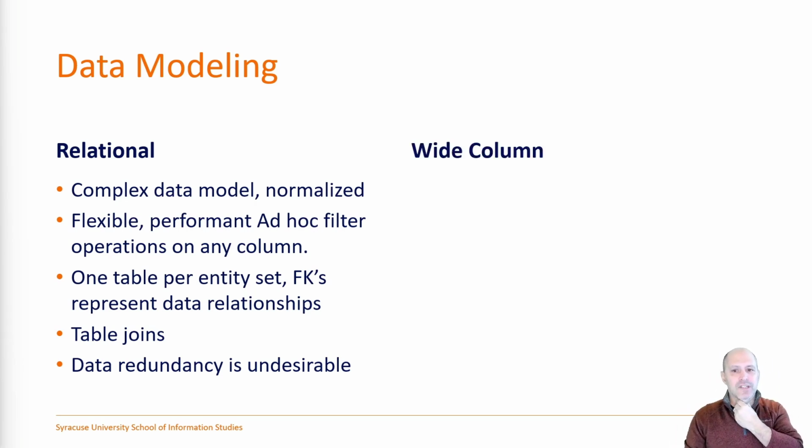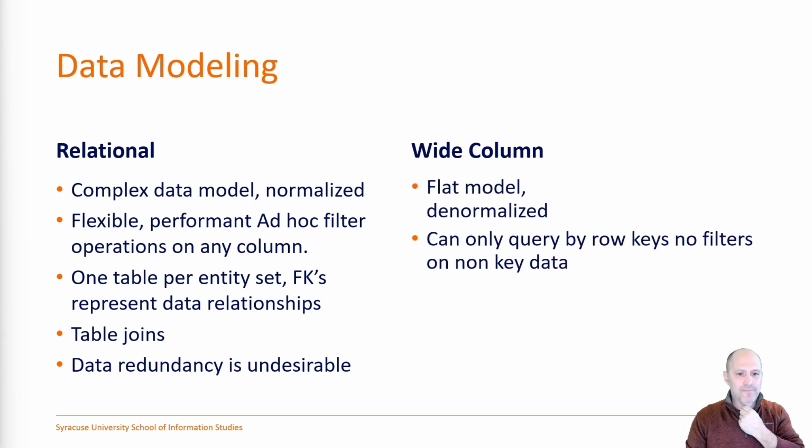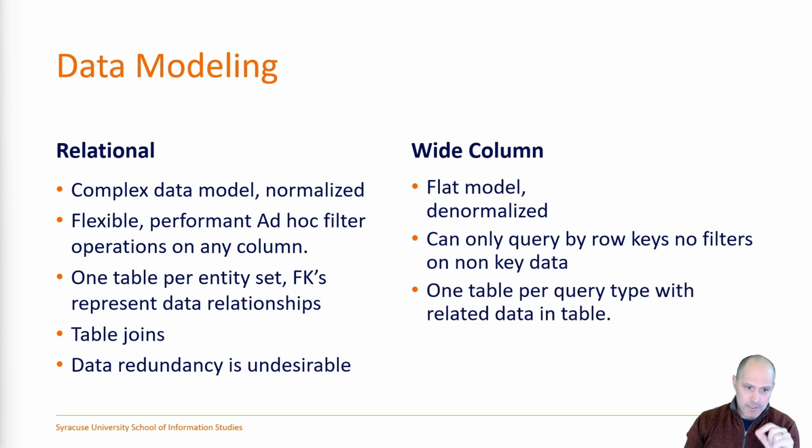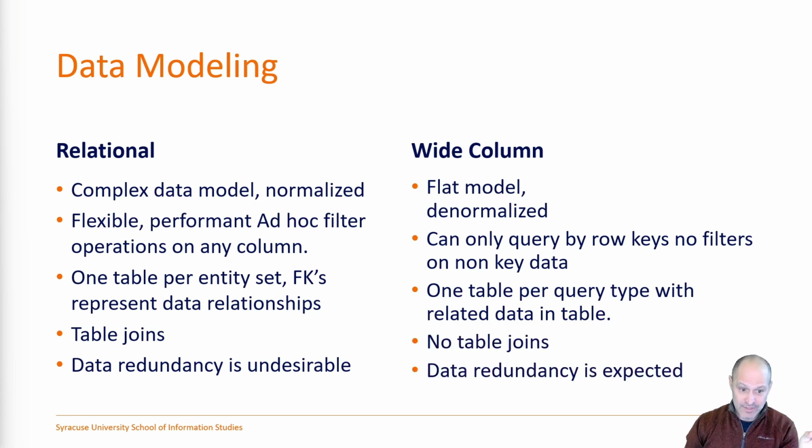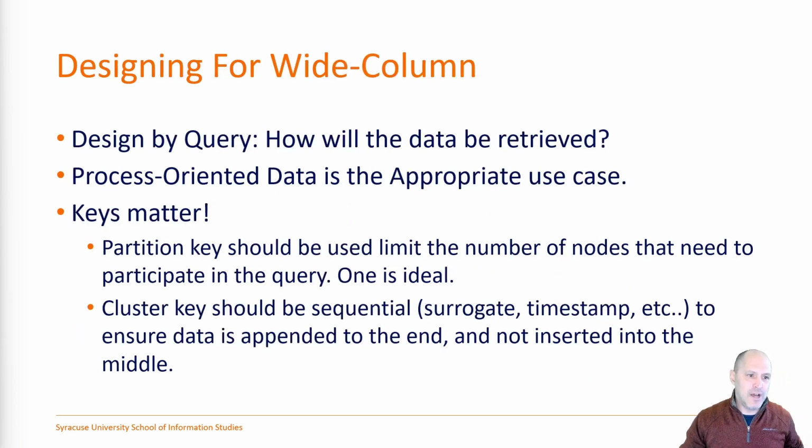In wide column, we're going to have a flat denormalized model. You can only query rows based on key data. If you want to filter on non-key data, you're going to need to add a bunch of indexes. One table per query type with related data in the table. No table joins. Data redundancy is expected. So, you want to find where your process-oriented data is, and then once you know what your process-oriented data is, you want to build a table around that. So let's do an example.